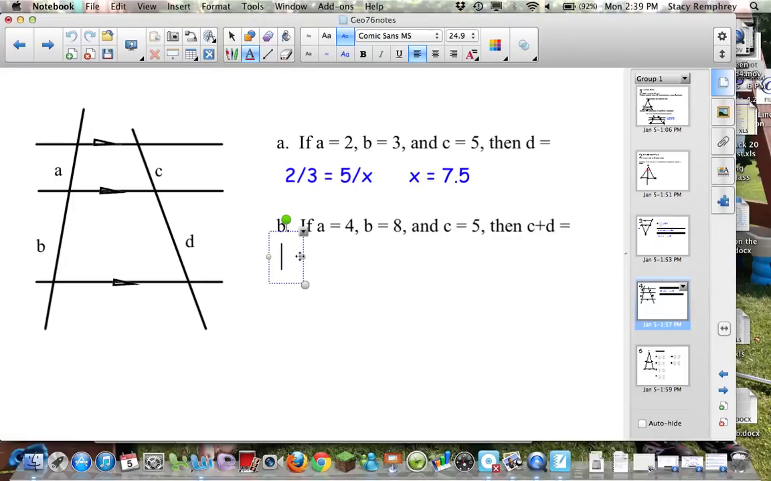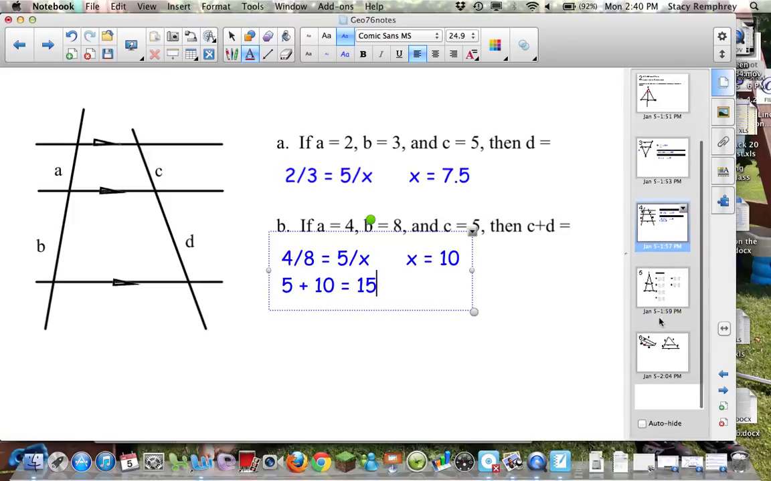Okay, so the next one, letter B, there's several ways to do it again, and you guys can always pause, try them, and come back here to check. I'm going to go 4 over 8, and I'll do C over 5. And for D, I'm just going to call that x for right now. I know that's not what I'm looking for, but I'll get x equals 10. Now check what the problem asked for. It asked right here for C plus D. So 5 plus 10 gives me an answer of 15. So 15 is my final answer.